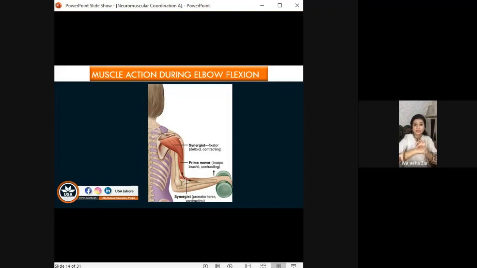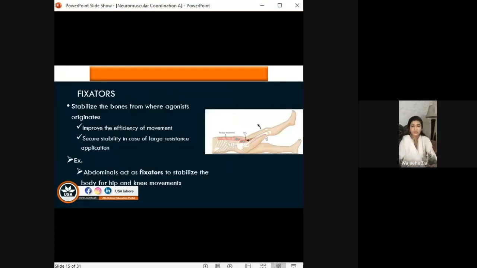So these are the synergists. In one movement, fist formation, there are agonist, antagonist, and synergist. And if we talk about the fixators, they are fixing the forearm muscle and the elbow joint. Fixators basically provide the proper efficiency with the proper background. You can add the example of the rotator cuff in fixators.